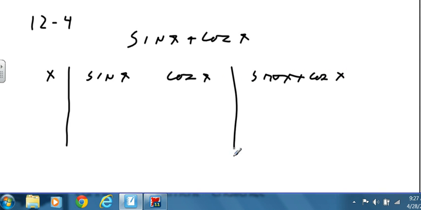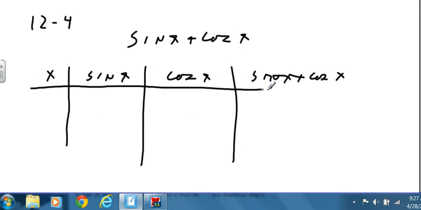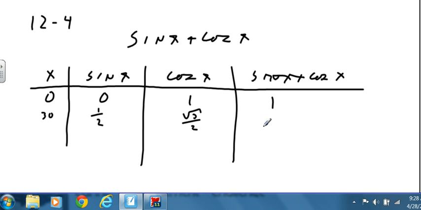If I could write that. Alright, so that being the case, when I'm at 0, that guy's 0, this guy's 1, that guy's 1. When I'm at 30 degrees, this guy's a half, this guy's the square root of 3 over 2, and this guy's a half plus the square root of 3 over 2. And of course, I don't know what a half plus the square root of 3 over 2 is, so I have to put it in my calculator and find out. And I end up with 1.37.